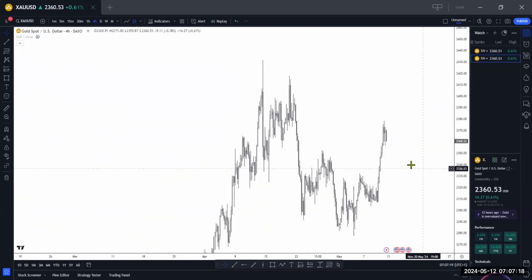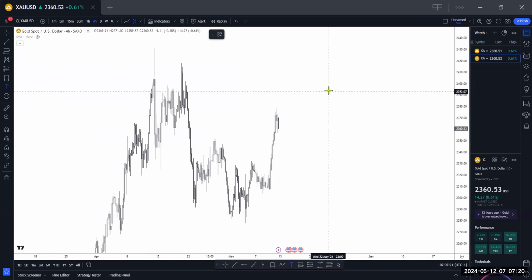So the favorite and the best continuation setup, right? The best continuation setup is breakout, pullback, and entry. This is the best continuation setup. Okay, so how does BPE work?